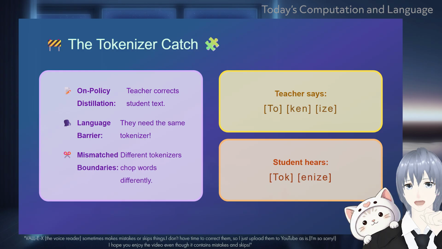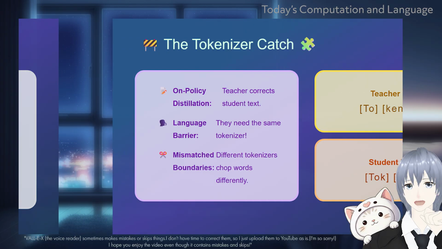Specifically, they use something called on-policy distillation, where the student generates text, and the teacher corrects it along the way. But here is the catch. This usually requires the teacher and the student to speak the exact same language. In AI terms, they need to use the same tokenizer. The tokenizer is just a dictionary that chops up words into smaller pieces called tokens. If the teacher and student use different tokenizers, they chop up the words differently. The standard distillation process breaks down. The student might not understand what the teacher is trying to say, because the token boundaries do not match.